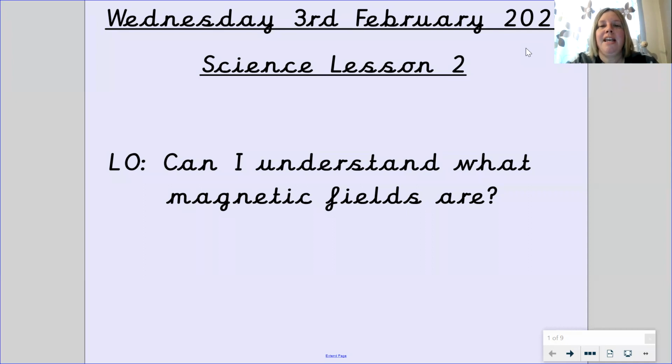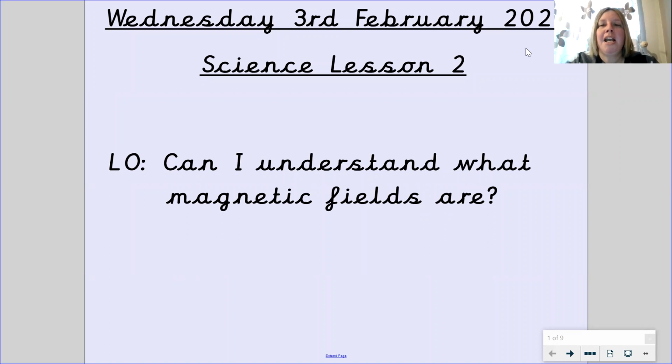In our investigation, we were investigating the strength of magnets and we compared the bar magnet and the horseshoe magnet. We found that each magnet was able to attract 4 paper clips. So we found out that the magnets were the same strength.